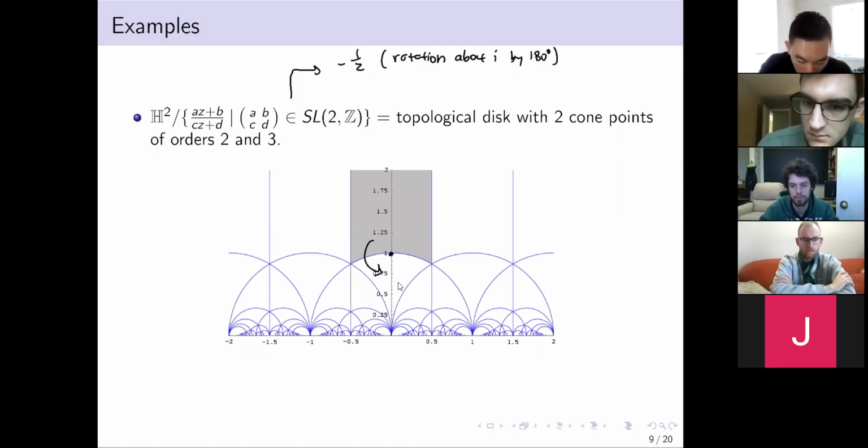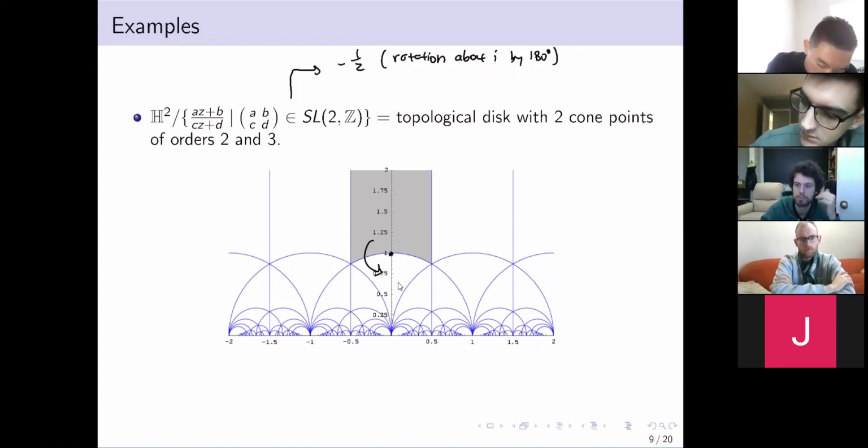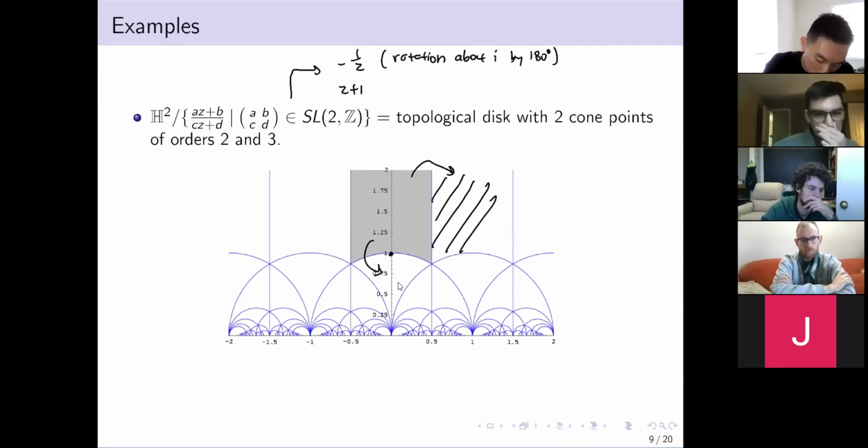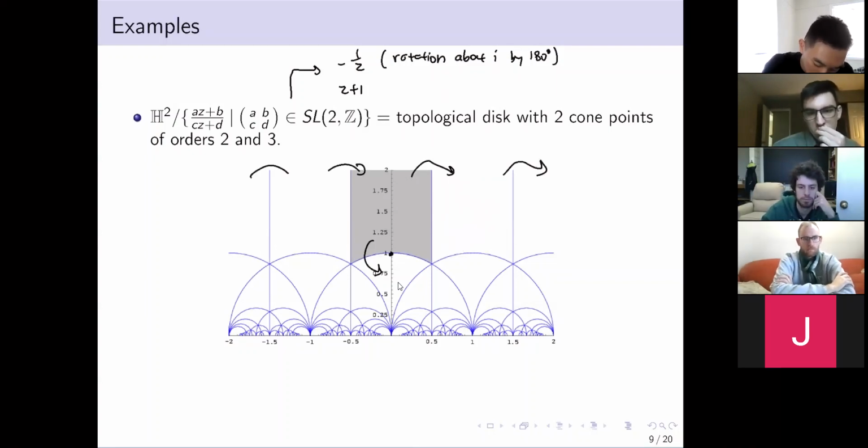Okay. And then another generator that I can point out as well is z+1. This is literally just translation by 1. So this gray region gets mapped here by z+1, and then it gets mapped here, and so on and so forth, something like that.